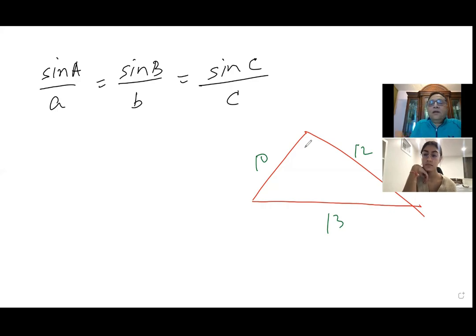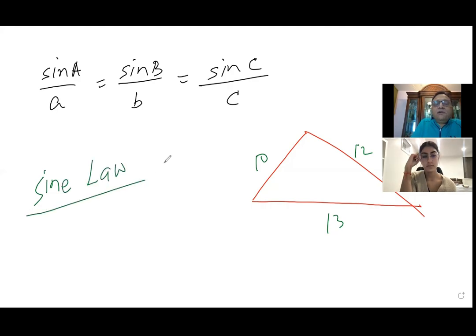So it is important, if you want to use sine law, that you have at least one combination of angle with opposite side. So like the side angle pair, right? Side angle pair. Let me write side angle pair.